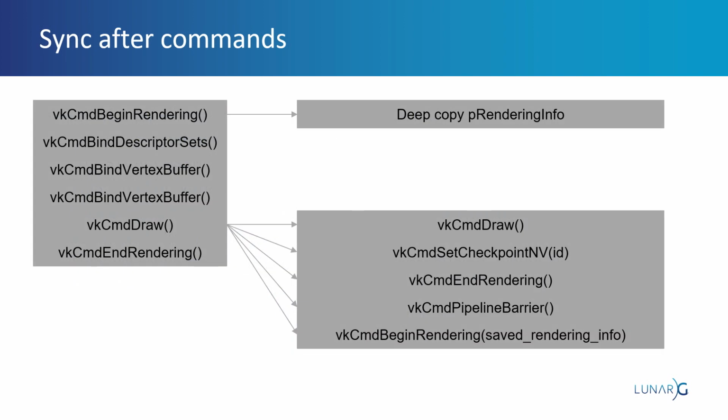So the way this works, and it only works for dynamic rendering at the moment, is when you get a begin rendering call, the rendering info gets copied. And then later when we get a command with a checkpoint, like a draw, there's several other commands that have checkpoints after them, we'll do an end rendering, pipeline barrier, and restart rendering with a slightly tweaked version of the original rendering info. Can't have full pipeline barriers within a render pass.